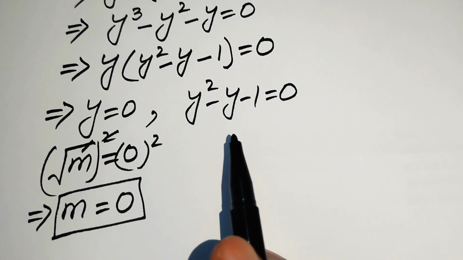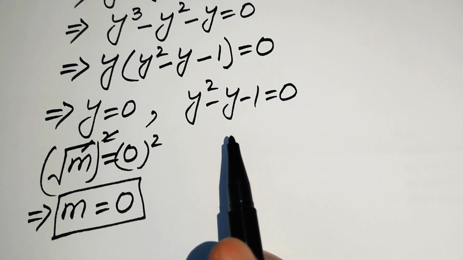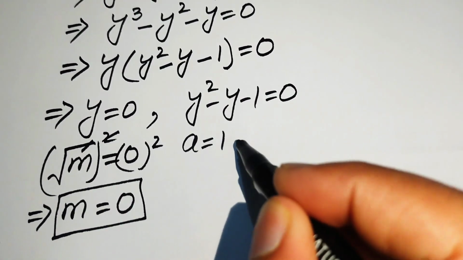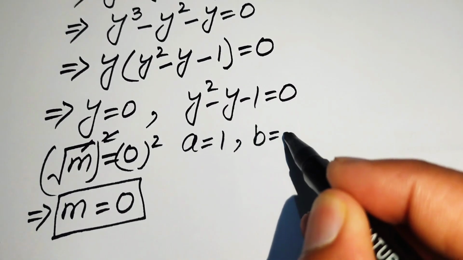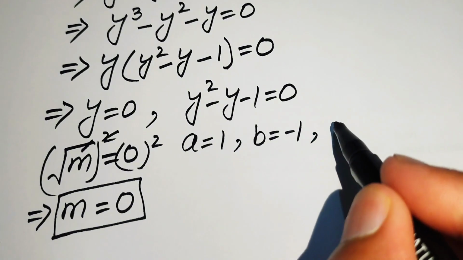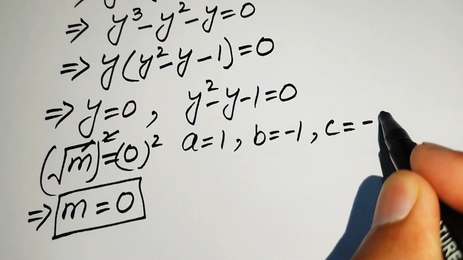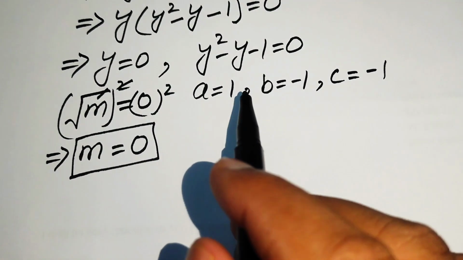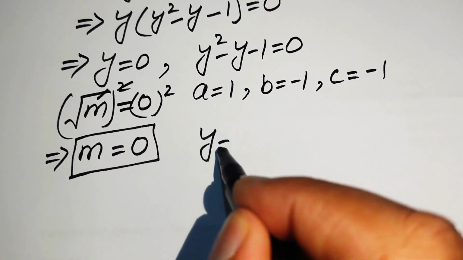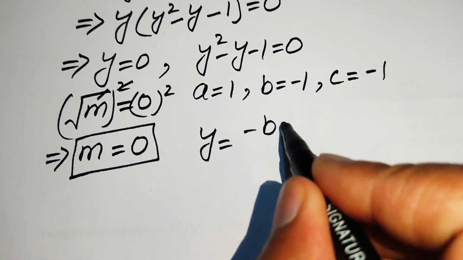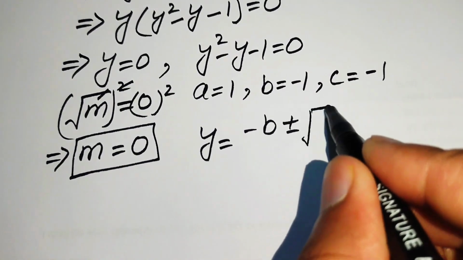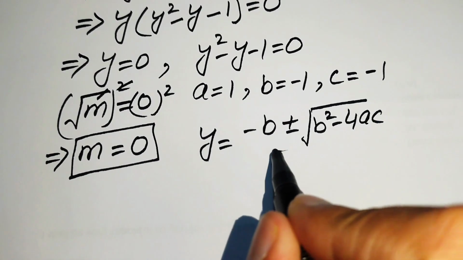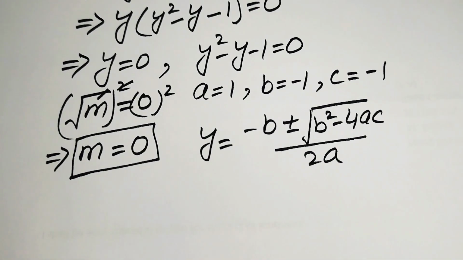So here we solve this problem with the quadratic formula. First we write the coefficients of this equation: a equals 1, b equals -1, and c equals -1. These are the coefficients of the above quadratic equation, and we know the quadratic formula is written as minus b plus or minus square root of b square minus 4ac, divided by 2a.